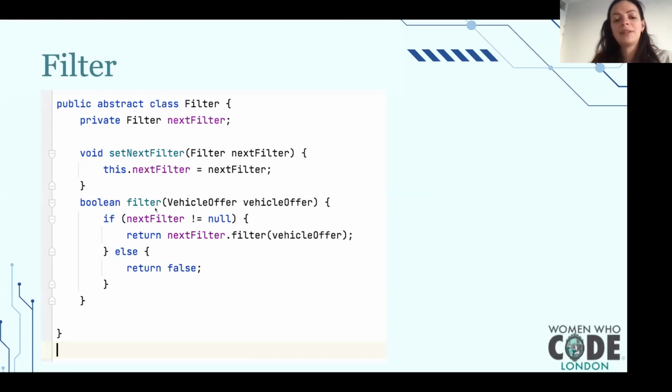And my filter function will check if I have a next filter, and it will return the next filter, and basically that's it. Yeah, and we also have to apply our conditions. What exactly is our next filter?